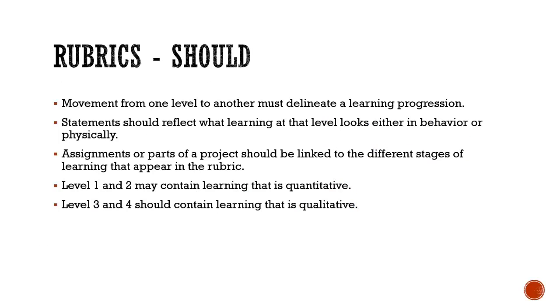So in closing, rubrics should demonstrate movement from one level to another and delineate a learning progression. The statements in our rubrics should reflect what learning at that level looks like, either in behavior or physically. Assignments or parts of a project should be linked to the different stages of learning that appear in the rubric. Level 1 and Level 2 may contain learning that's quantitative. If a student's being asked to memorize terms or vocabulary, those are Level 1 and Level 2 types of learning. Level 3 and Level 4 types of learning should contain things that are qualitative.